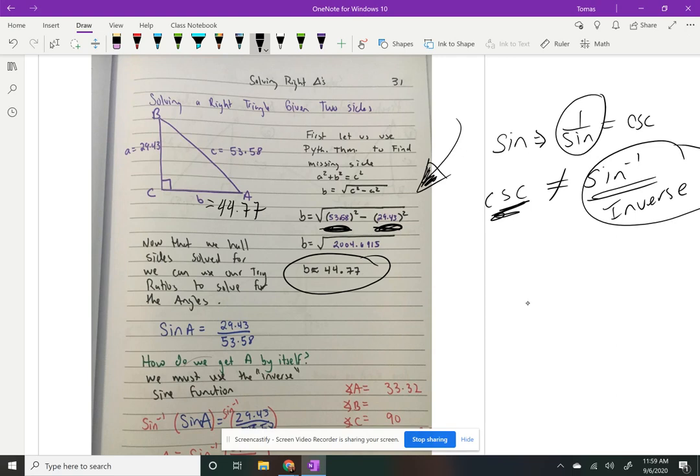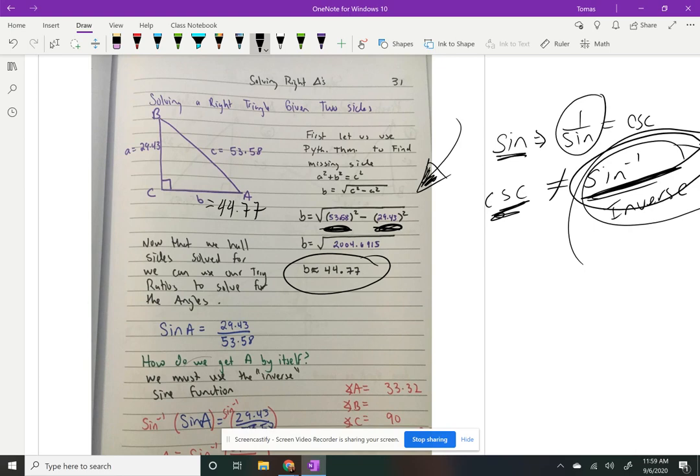But now that we're going to do some undoing process of the actual trig function, we are now going to do what is called the inverse. So now we're going to use this bad boy.